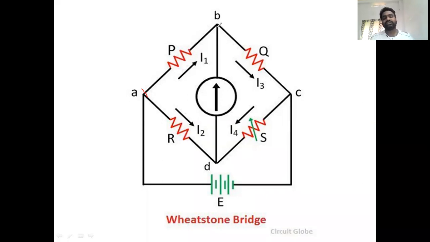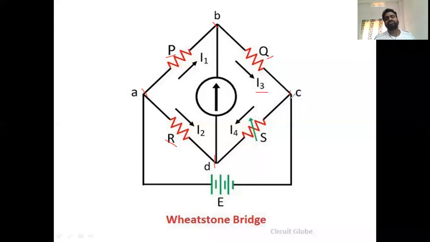The Wheatstone bridge has four arms. Arm 1 is the path AB, which has a resistance P. Arm 2 is the path AD, which has the resistance R, and the current flowing is I2. Arm 3 is B to C, the resistance is Q, and the current flowing is I3.